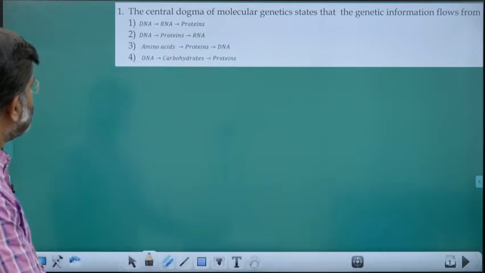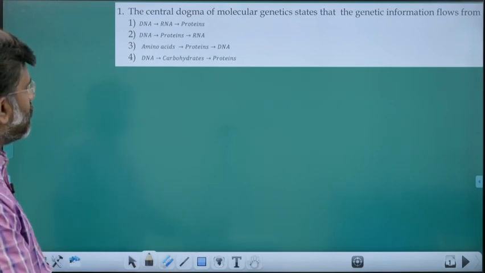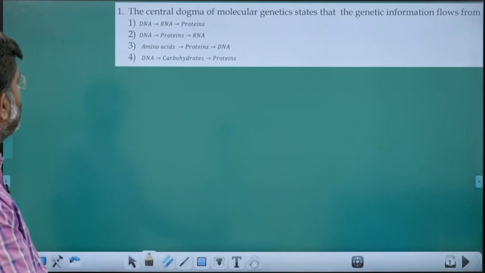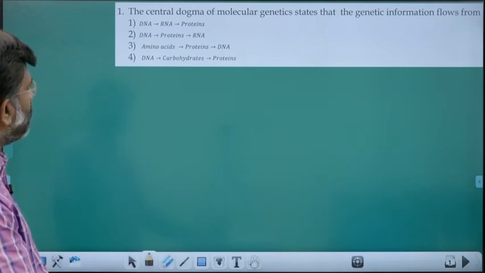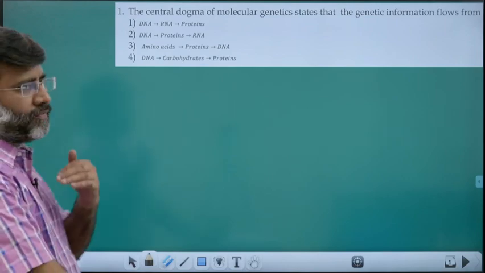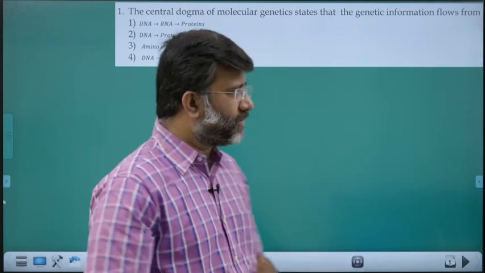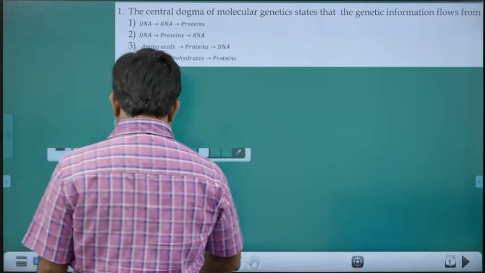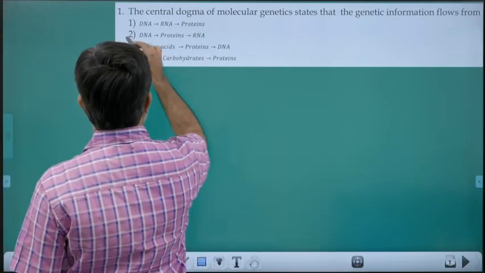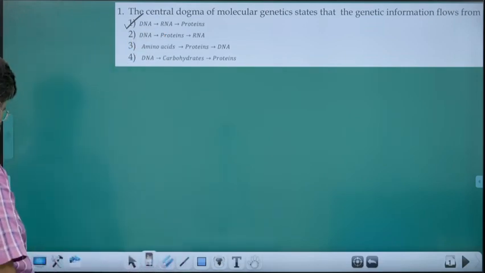First one, a fundamental question which the biology students definitely know: the central dogma of molecular genetics states the flow of genetic information. All of you know it is DNA to RNA to proteins. First choice.